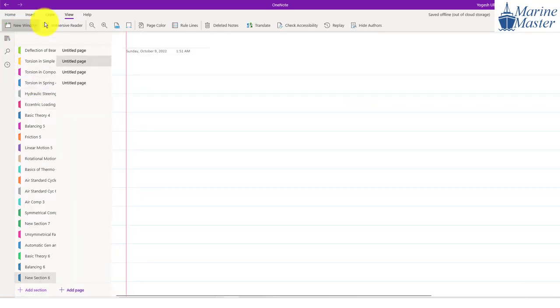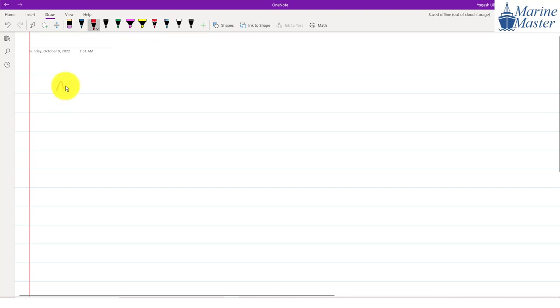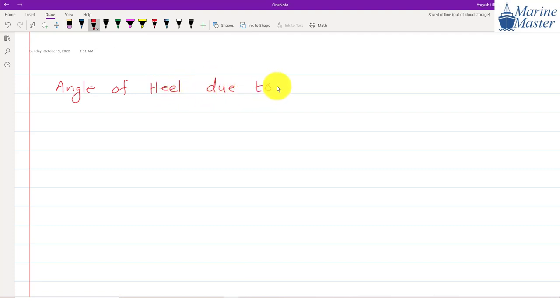Give the next heading, everyone. Angle of heel due to loading, unloading, or shifting of mass.